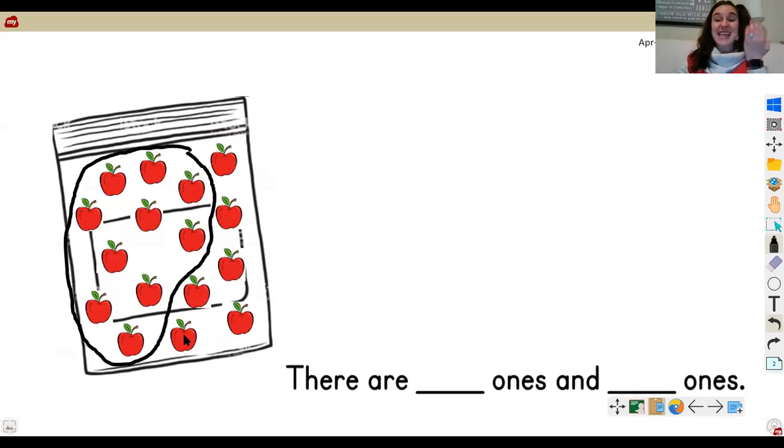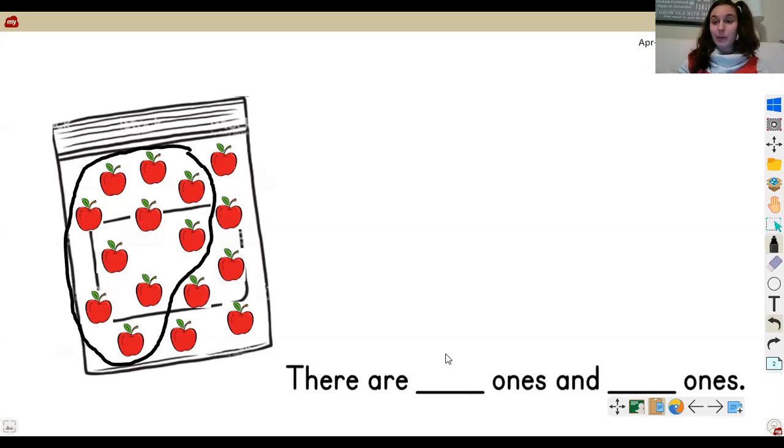So I have a group of 10 ones and I have a group of 6 ones. Again, I have a group of 10 ones and I have a group of 6 ones. Let's go ahead and finish our sentence. There are blank ones and blank ones.